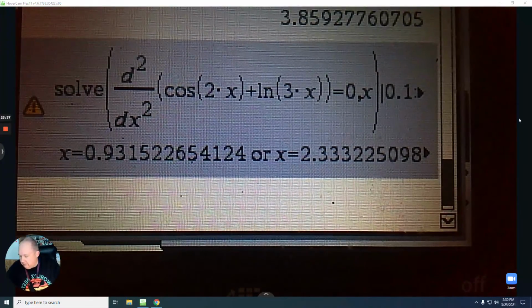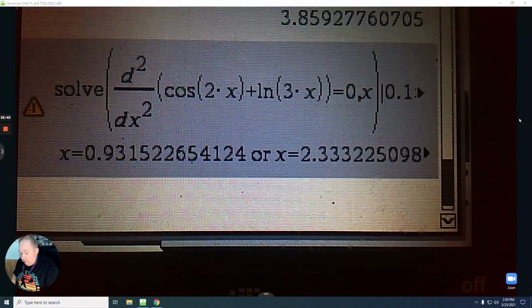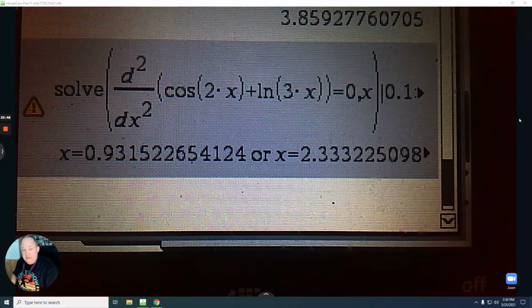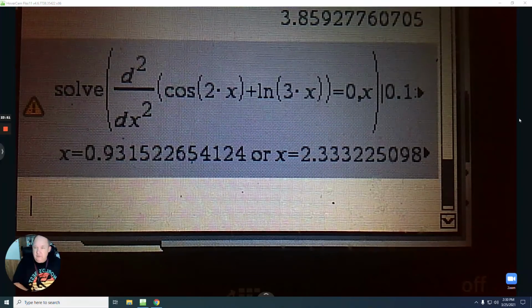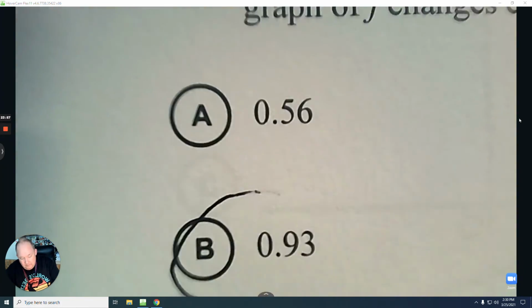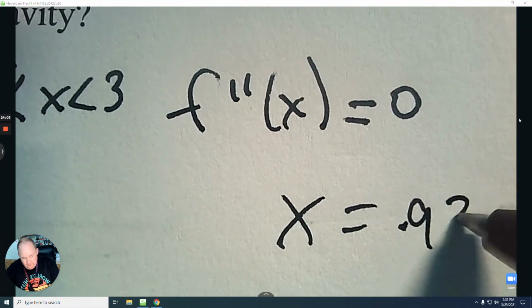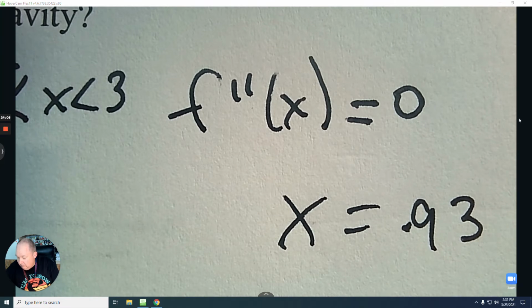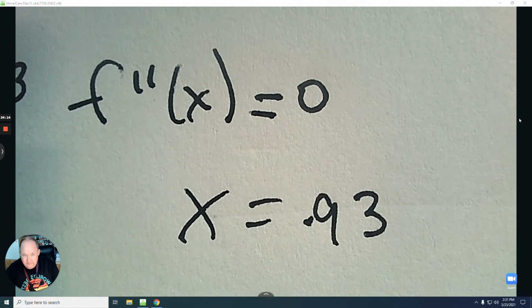So I get the answer 0.93 and the answer 2.33. Well, the only answer that's actually there is 0.93. None of the other answers are there. There's no option of it not to be that, so I don't even want to. If I wanted to test it, I could, but the only possibility is 0.93. The other answer is 2.33, but that's not even an answer on here. And you could test around 0.93 with the second derivative and make sure that the concavity change is there.